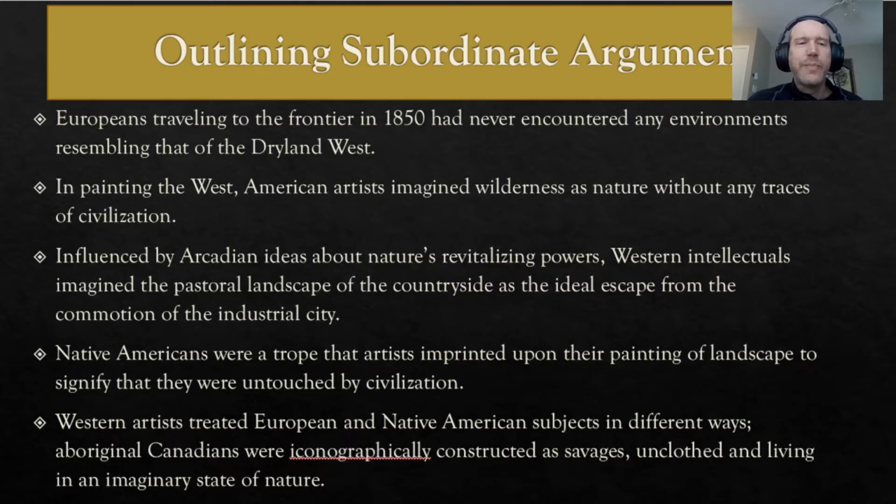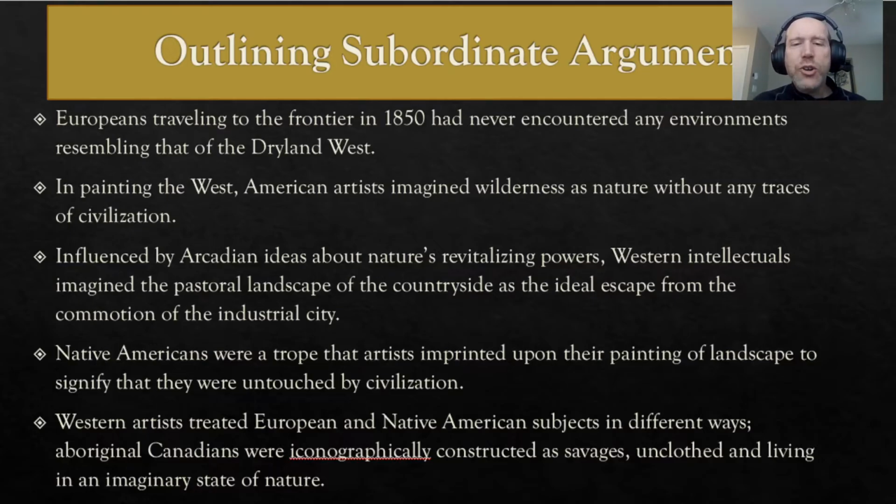So how did that translate? Native Americans were a trope that artists imprinted upon their painting of a landscape to signify that it was untouched by civilization. So they had an idea of wilderness. If they looked at a landscape and there was no house, no road, no railroad, no telegraph line, then it was wilderness. And what did they use? Well, they used this symbol to show that this was wilderness: they would put a Native American in there, right? That would be their symbol for saying this was a wilderness.